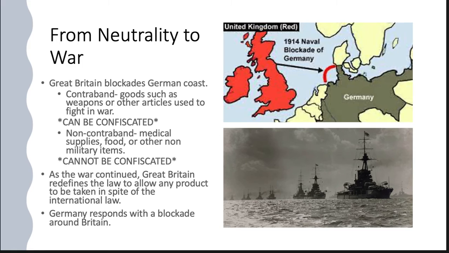Now, the British, in order to carry out this blockade, are going to be going on to ships and patrolling the North Sea to intercept and detain thousands of merchant ships that were thought to be harboring cargo that was bound for their enemy's shores that had contraband on it. Now, contraband are goods that are used for weapons or other articles that would be used in war.